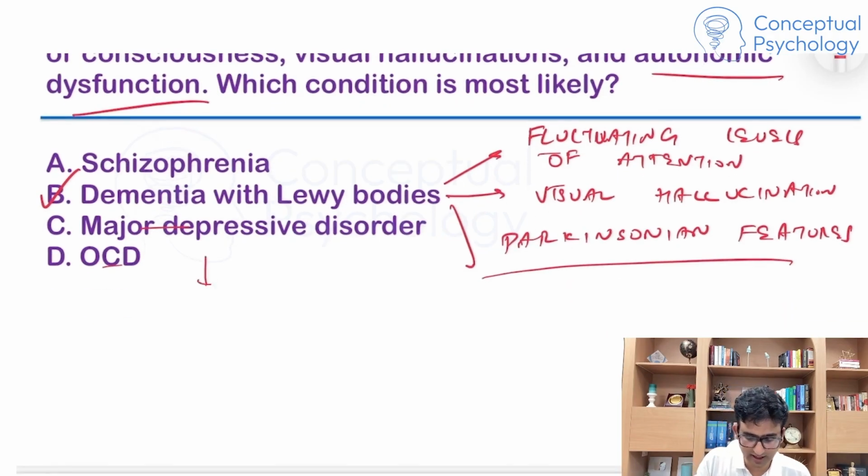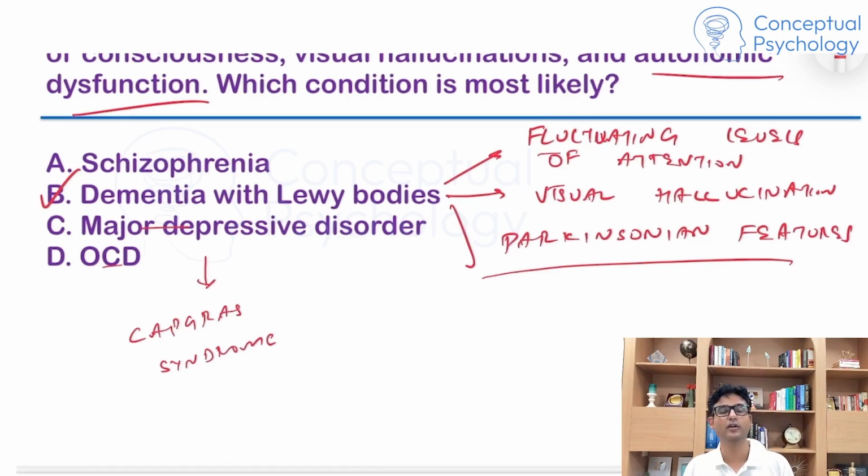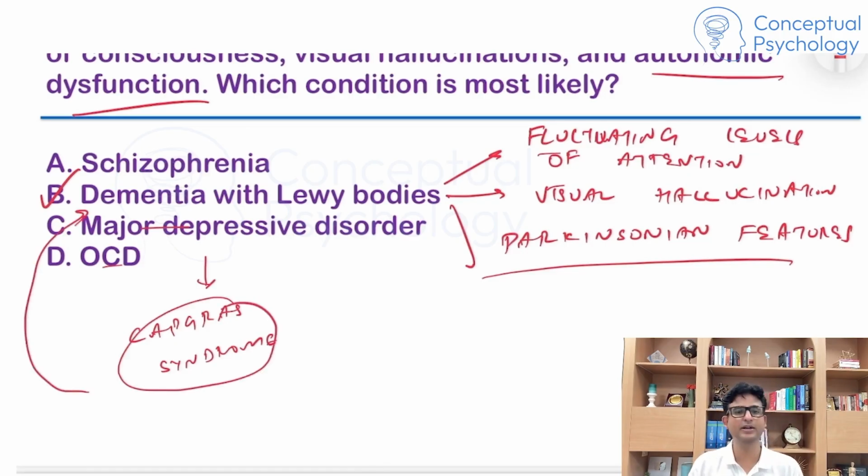Another question that can be asked from dementia with Lewy body is Capgras syndrome. Capgras syndrome is a delusion of misidentification. It is commonly seen in patients who have dementia with Lewy body. So remember, this is extra information.